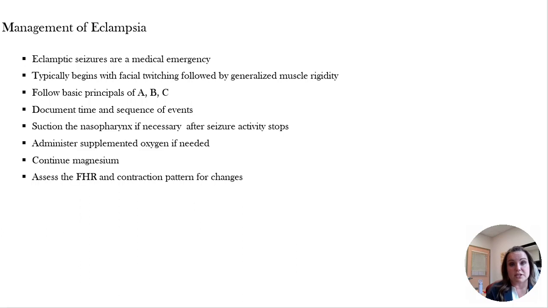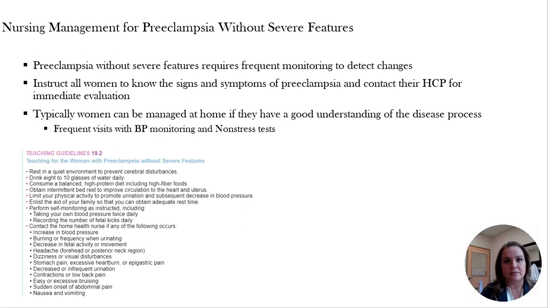Also, after the seizure stops, we will need to assess the fetal heart rate. During the seizure, we're probably going to have a prolonged deceleration because that whole uterus is going to be contracted. However, after the seizure stops, the fetal heart rate should come back up.